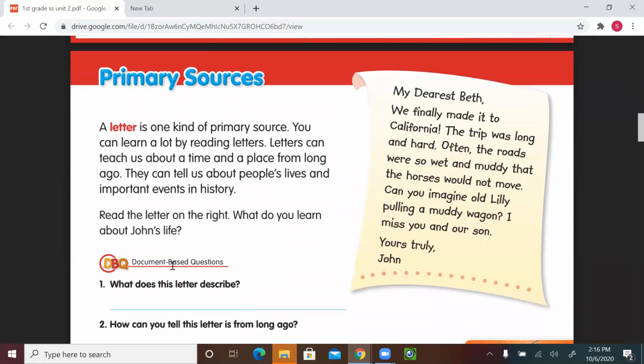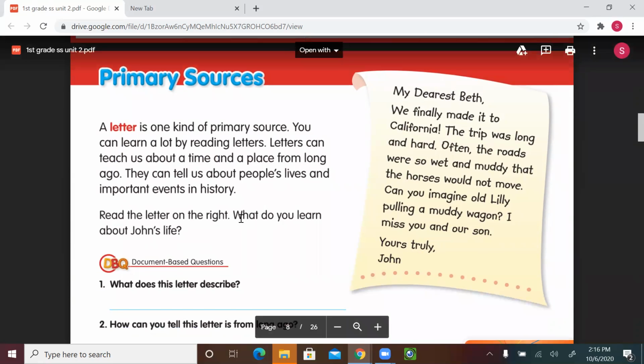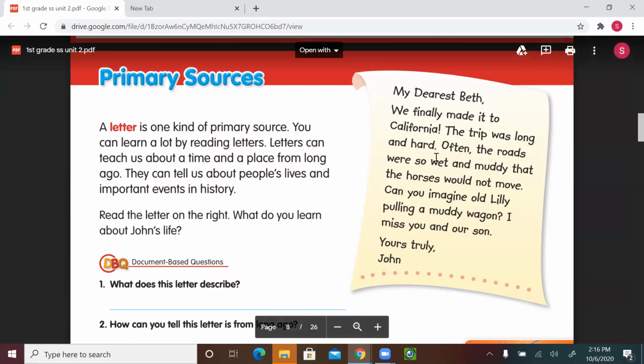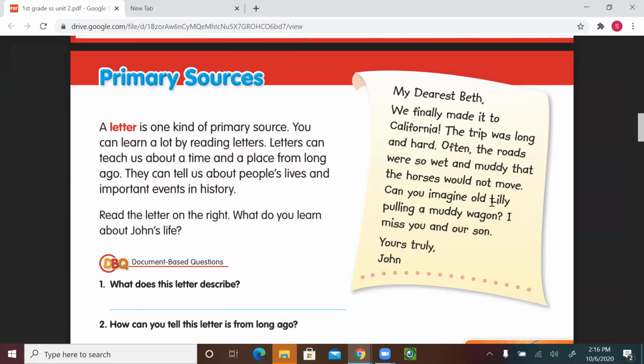All right. Read the letter on the right. What do you learn about John's life? So this is the letter that John wrote long ago. "My dearest Beth, we finally made it to California. The trip was long and hard. Often the roads were so wet and muddy that the horses would not move. Can you imagine old Lily pulling a muddy wagon? I miss you and our son."